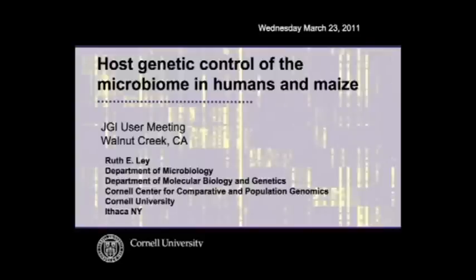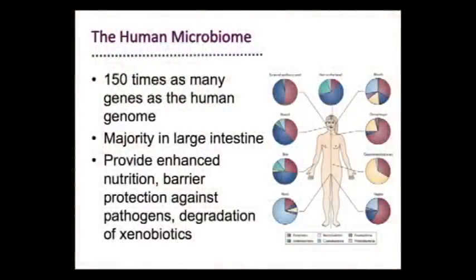So thank you very much for inviting me to come here and talk to you about what we've been doing to relate variation in the host genome to variation in the microbiome in two systems. So I'll be talking about humans, where we look at the gut microbiome, and in maize, where we look at the root-associated microbiota. So I'm going to start with the human microbiome.